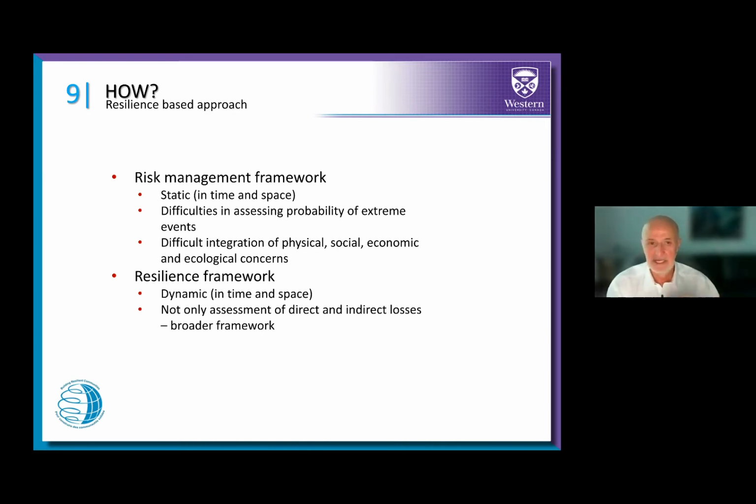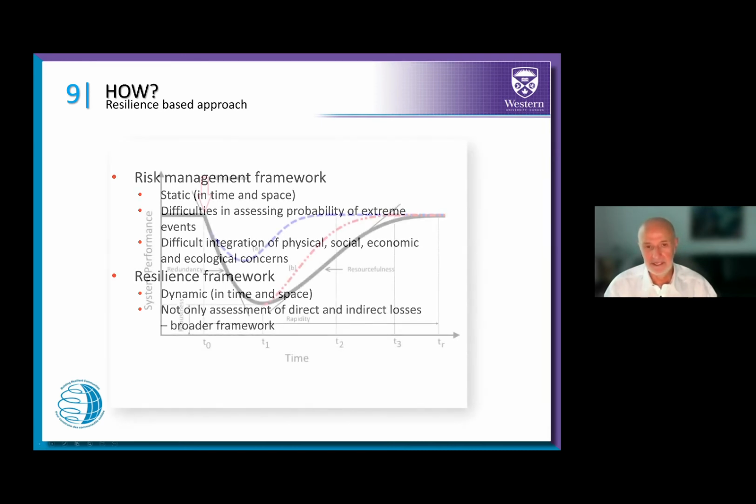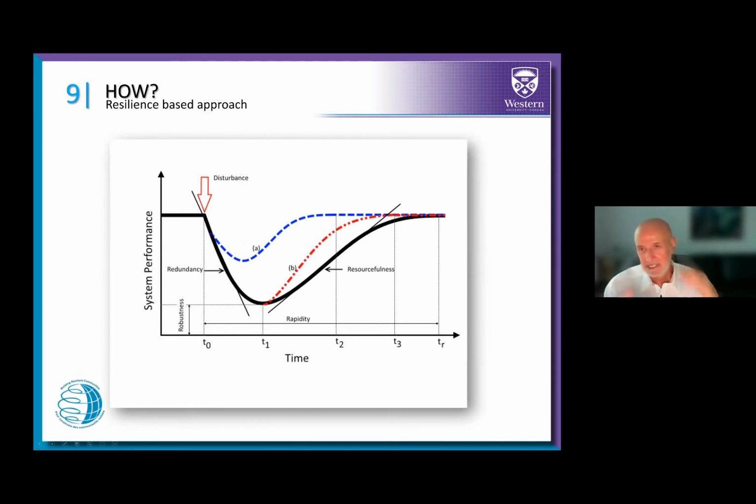So from the static representation and some other issues related to the use of the risk management framework, for example, difficulties in assessing the probability of extreme events, difficulties of integrating together physical, social, economic, and other issues, we are moving, and I am recommending and advocating through this presentation, the use of the resilience framework illustrated at the previous slide, which is dynamic in time and space, and also allows not only assessment of direct, but also integration with indirect losses, a much broader framework than the simple risk management framework. And let me just elaborate a little bit more.